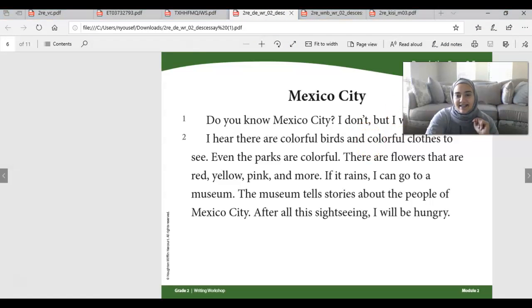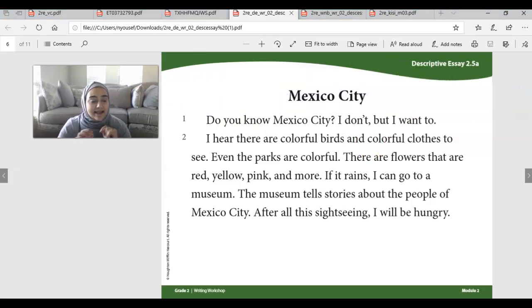So here is a good example of an essay about a place somebody would like to visit. They wanted to visit Mexico City. Ms. Yusuf, that was mine. That's awesome. You can have Mexico City too. But let's go ahead and read the example so we know what we're looking for, okay?